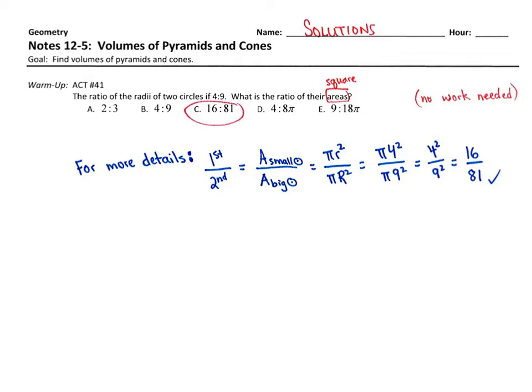Just a reminder that the ratio of the areas is going to be squared. So you're going to take that 4/9 and square 4/9. The reason for that is if you actually took the area of the small circle divided by the area of the big circle, you actually get pi r squared divided by pi r squared, getting you 4 squared over 9 squared. Let's try the next one.